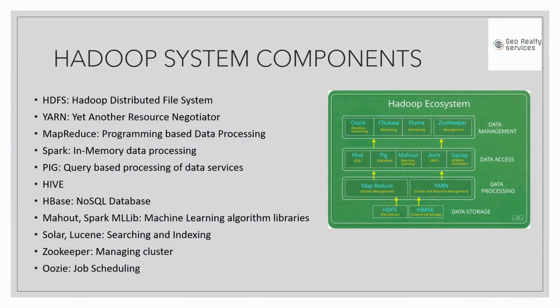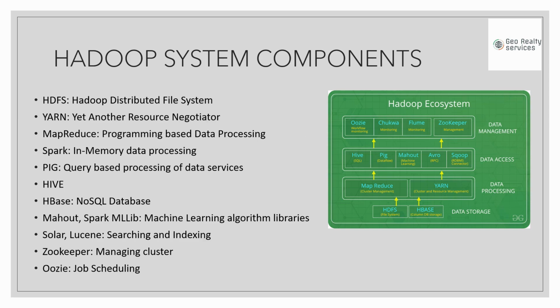The following are the components that collectively form a Hadoop ecosystem. HDFS, Hadoop Distributed File System. HDFS is the primary or major component of the Hadoop ecosystem and is responsible for storing large data sets of structured or unstructured data across various nodes, and thereby maintaining the metadata in the form of log files. HDFS consists of two core components: name node and data node.